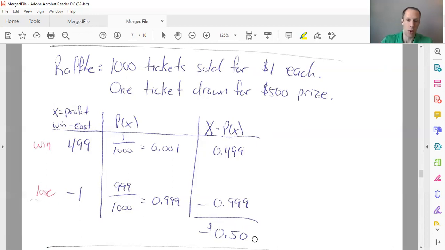So again, your long-term average, if you played this raffle every day, you could expect in the long run to be losing about 50 cents per day. You won't lose 50 cents on any given day. Some days you'll win, some days you'll lose $1, but in the long run, you can expect to lose an average of 50 cents per day.